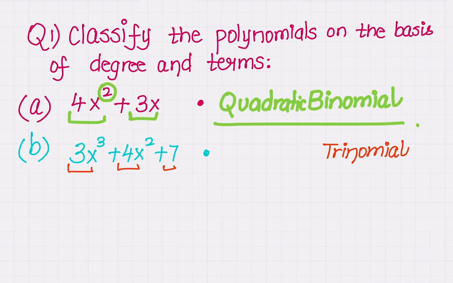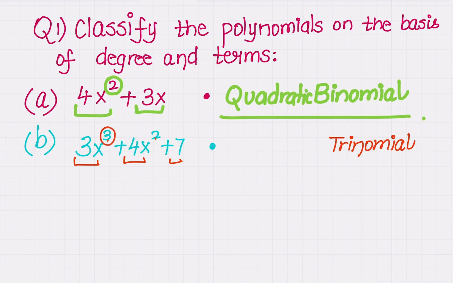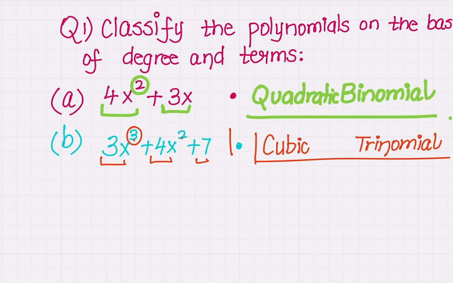And then the highest power, so here this is 3, this is 2, and this is no power here of x, which is 0. So I can say that the highest power is 3. So for the highest power 3, those types of polynomials are called cubic polynomials. So hence I can say that the name of this one is a cubic trinomial.